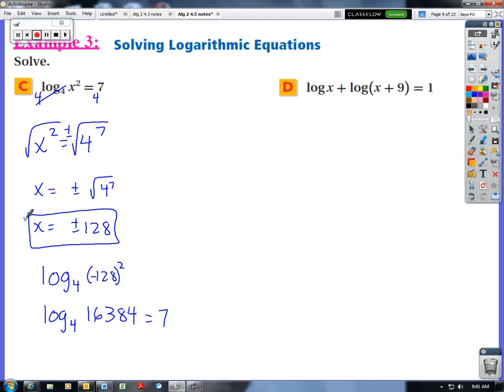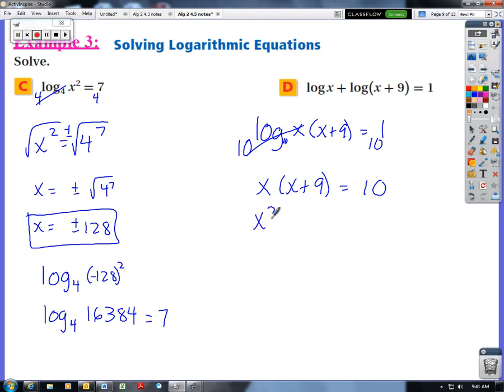On this one, we need to get the logs together on the left, and they're being added. So that means it's the same as the log of their product, x times x plus 9 equals 1. So I've just used one of our log properties on the left to get it into a single logarithm. Now, it's base 10 because it's a common log, so I'm going to exponentiate both sides base 10. It's going to knock that out of there. Oops, not the x. The x is still there. It just knocks out the log base 10. Sorry, got a little overzealous there.